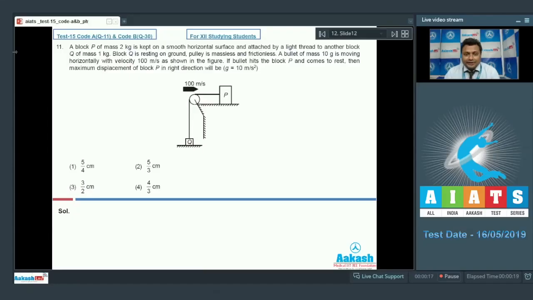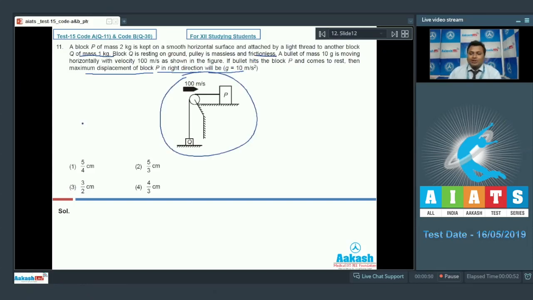So here is question number 11, everyone. A block P of mass 2 kg is kept on a smooth horizontal surface and attached by a light thread to another block Q of mass 1 kg. Block Q is resting on the ground, pulley is massless and frictionless. A bullet of mass 10 gram is moving horizontally with velocity 100 meter per second as shown in figure. If bullet hits the block P and comes to rest, then the maximum displacement of block P in right direction will be what?